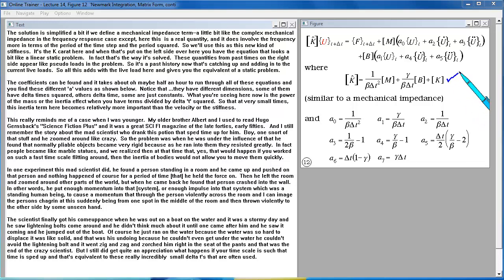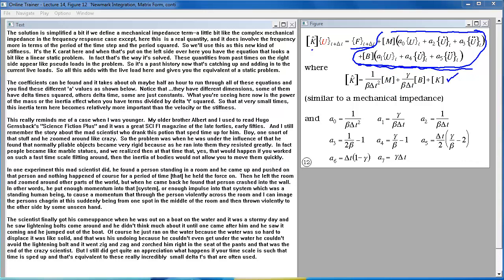It's the K caret here, and when that's put on the left side over here, you have the equation that looks a bit like a linear static problem. In fact, that's the way it's solved, and these quantities from past times on the right side appear like pseudo loads in the problem. So it's a past history now that's catching up and adding into the current live loads. So all this adds with the live load here and gives you the equivalent of a static problem.